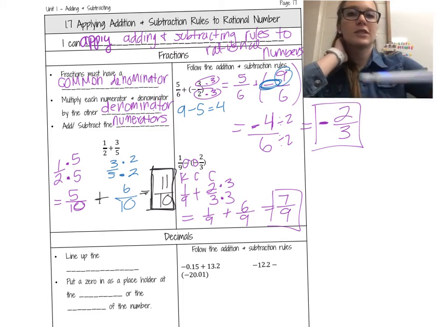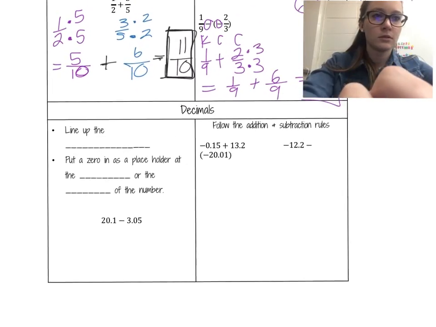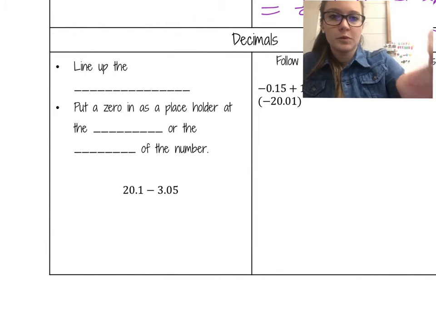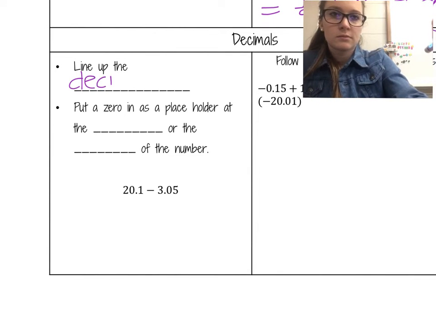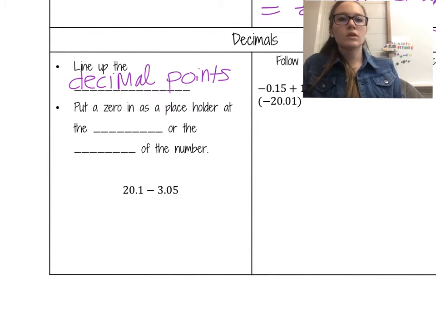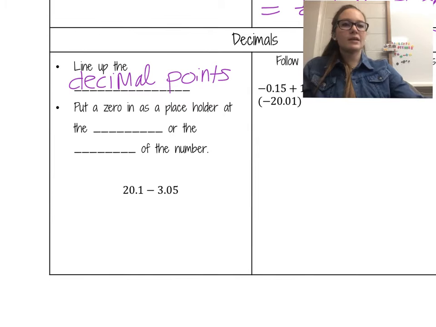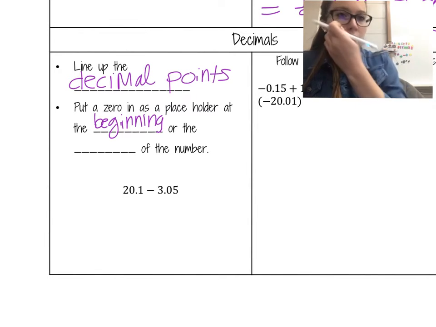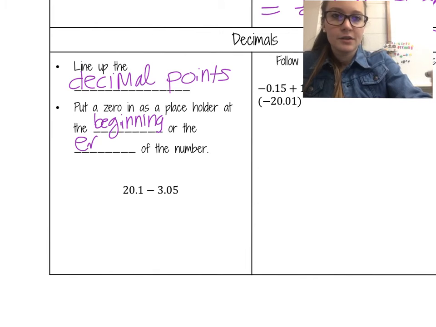So for decimals, remember that we have to line up the decimal points. So you're going to stack them on top of each other. Then you're going to put 0 in as a placeholder either at the very beginning or at the very end of the number.